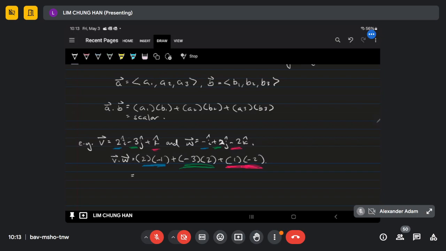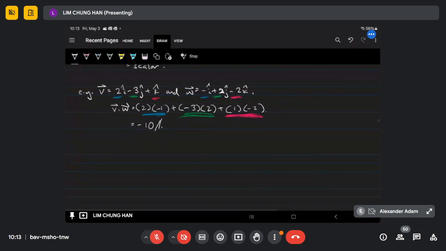What's the answer? 2 times -1 is what? The answer is 10. Negative? Negative 10. Okay. So easy, yeah? Okay, so this one's easy. Everyone gets -10, huh? Okay, this one very easy.